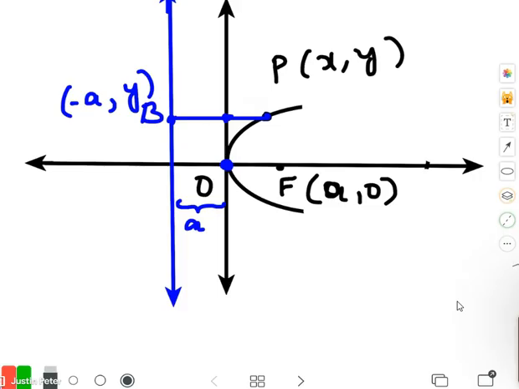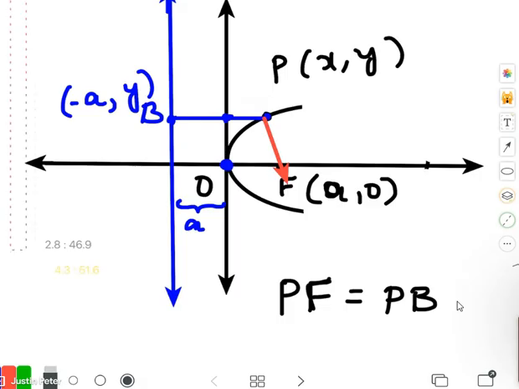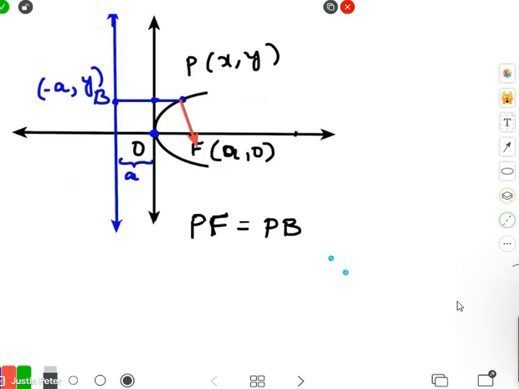Alright. Now y will not be 0. Why should it be 0? It is not on the axis. Don't get confused. Now let's find the distance. What have we seen? For a parabola, we know that PF is equal to PB. Correct? So what is the distance PF now?